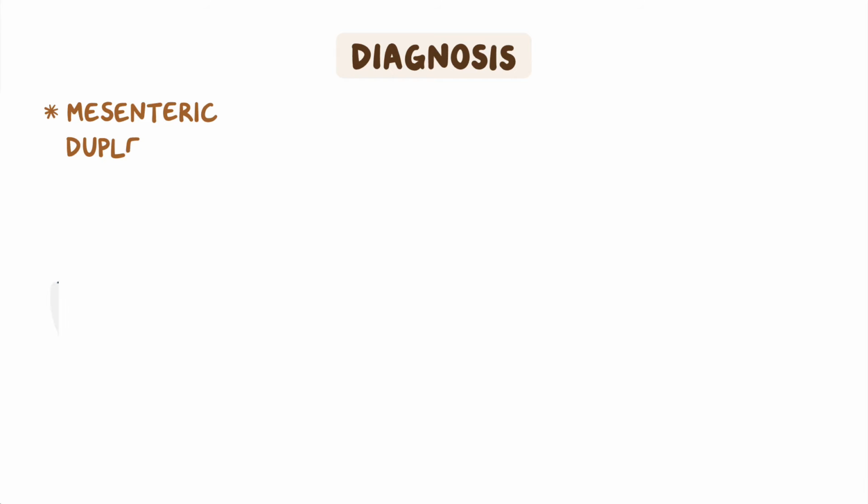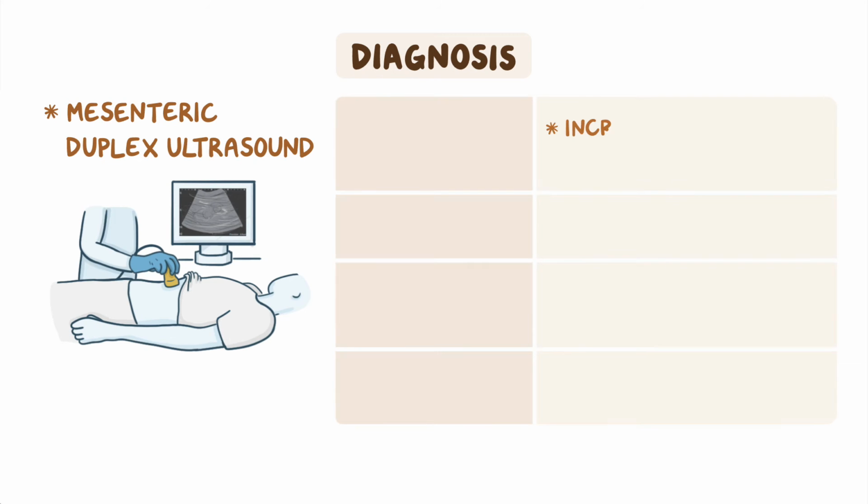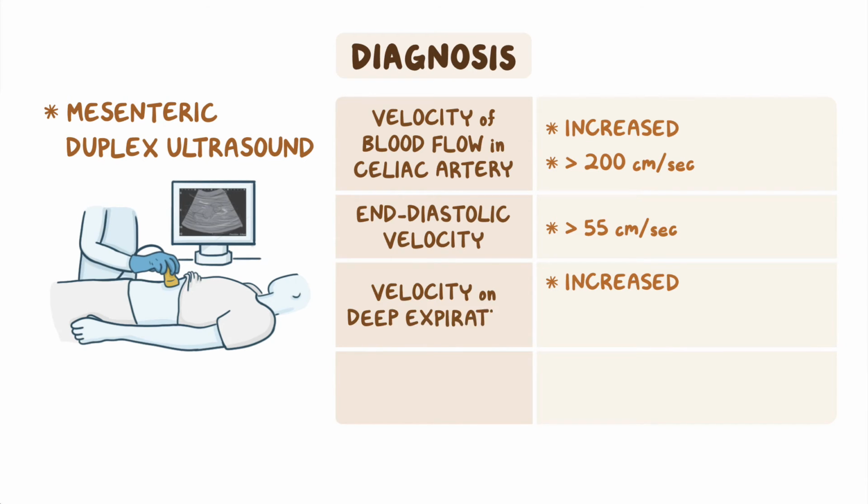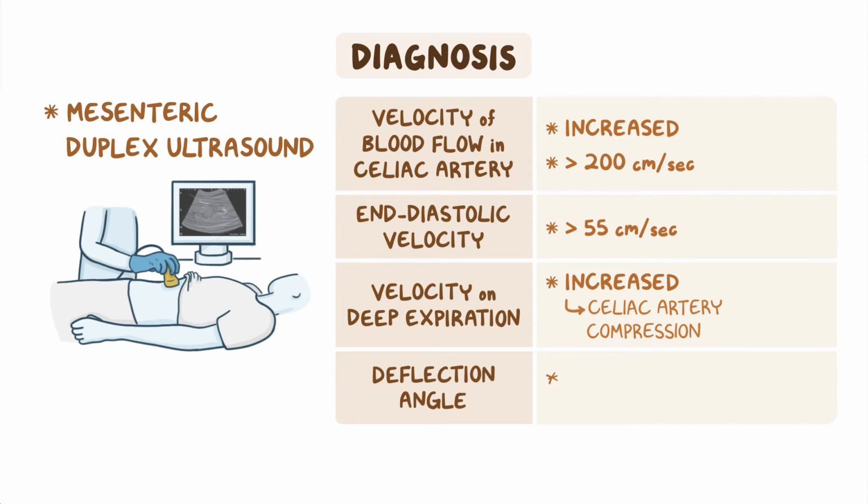A mesenteric duplex ultrasound of the abdomen will show increased velocity of blood flow in the celiac artery, typically more than 200 centimeters per second, and an end diastolic velocity of more than 55 centimeters per second. An increase in velocity on deep expiration indicates celiac artery compression. A deflection angle greater than 50 degrees between inspiration and expiration is also indicative of MALS.